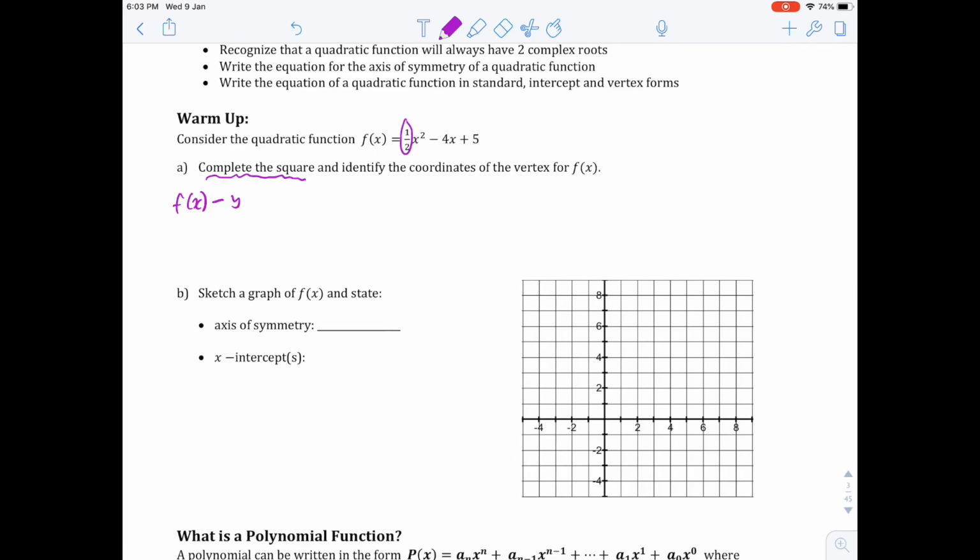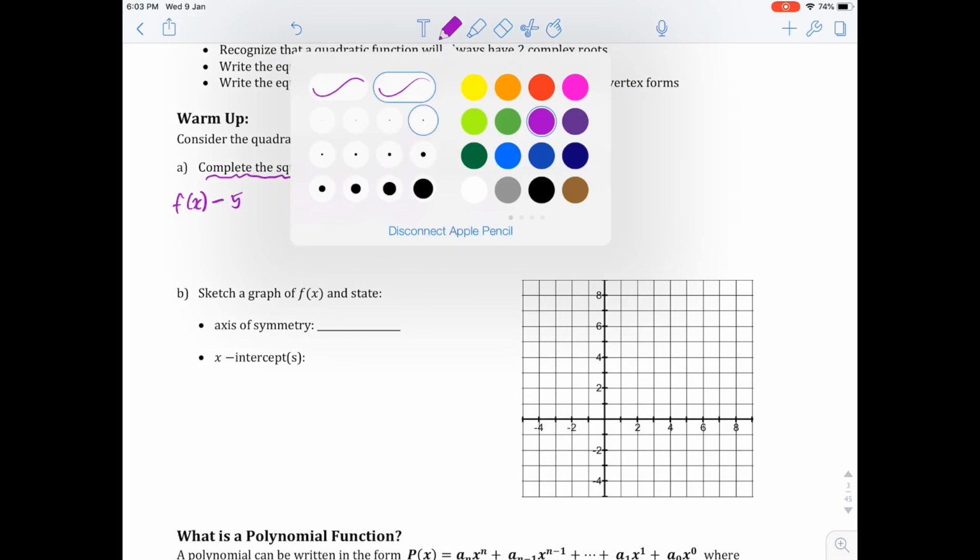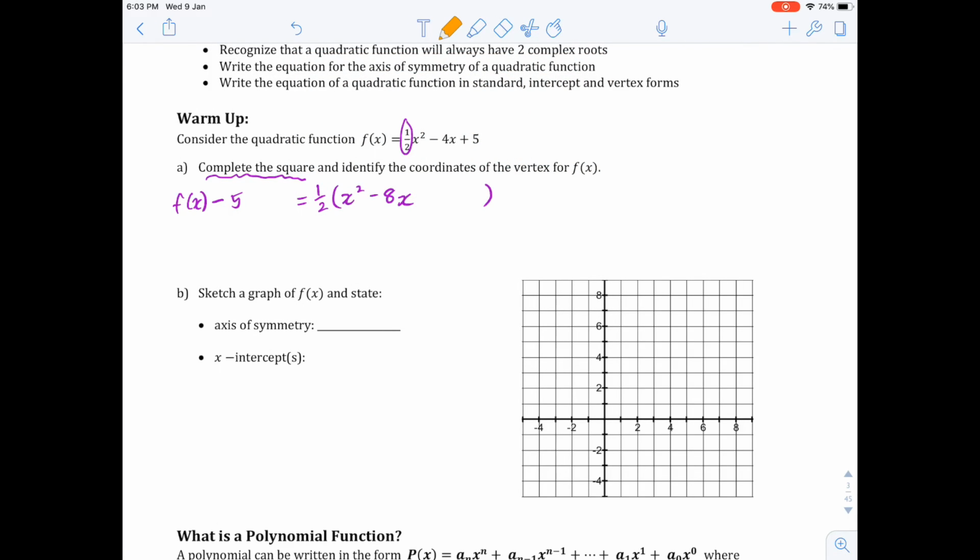What I'm going to do is I'm going to move the plus 5 to the left-hand side. This is not required. This is just my preferred method of approaching the problem. And the next thing you want to pay careful attention to, two things. So I've taken the plus 5 and I've moved it to the left hand side. The second thing I've done is I've factored out my 1/2 from these two terms over here, and so if I were to distribute back, I would go straight back to half x squared minus 4x.